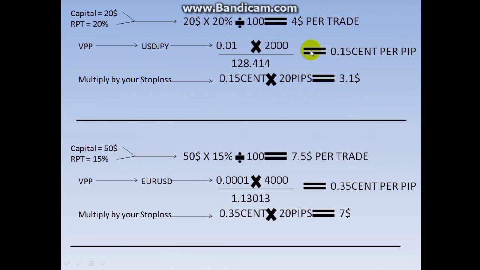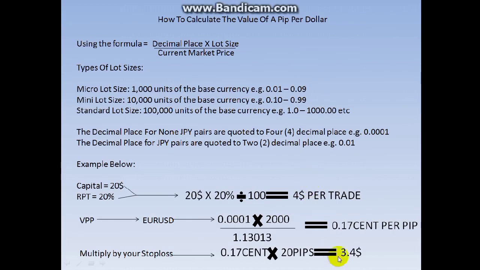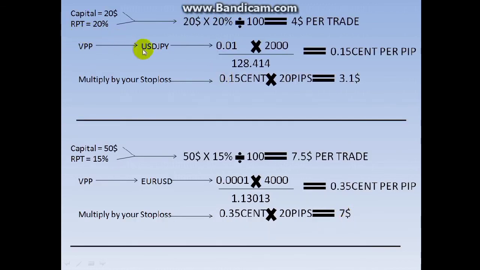And so if you take a close look, on the EUR/USD we are risking $3.4, but on our USD/JPY we are risking $3.1, and it's still within the range of our risk per trade. Okay, so that is how you calculate it. That is how you calculate it easily.